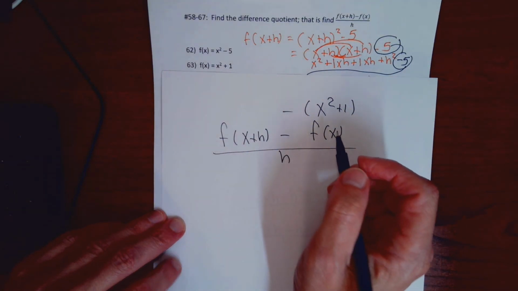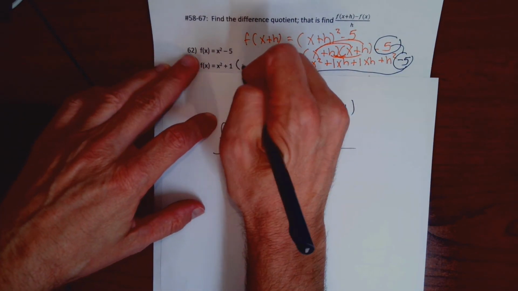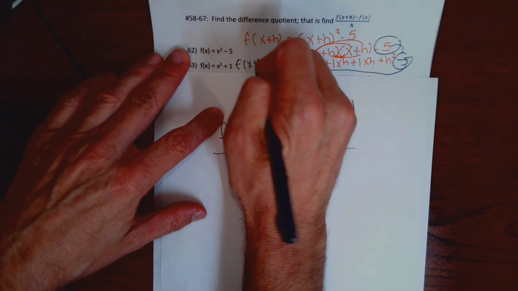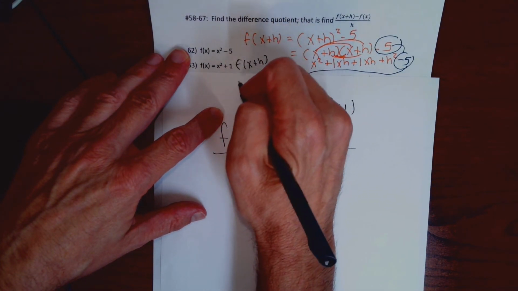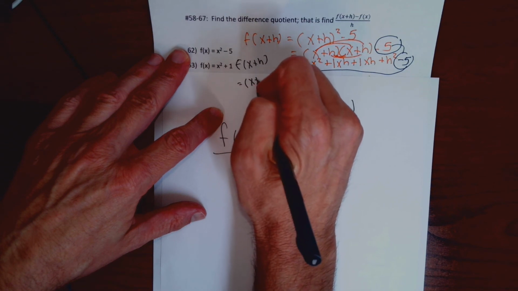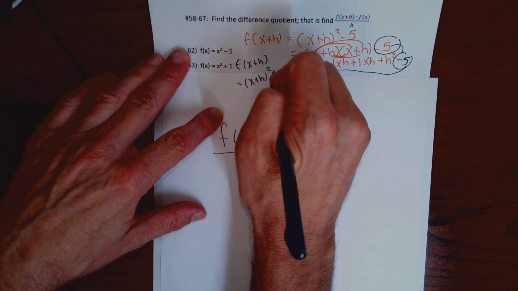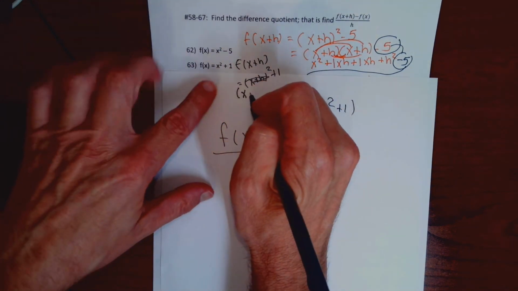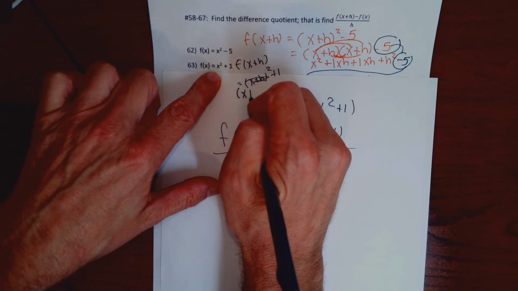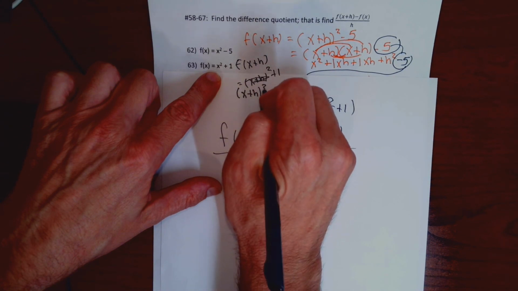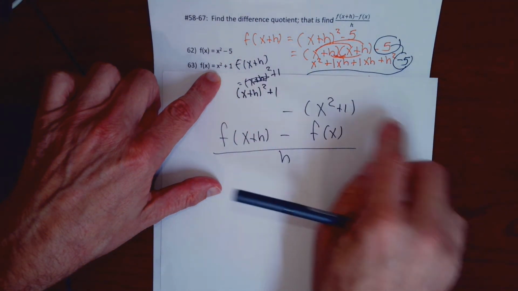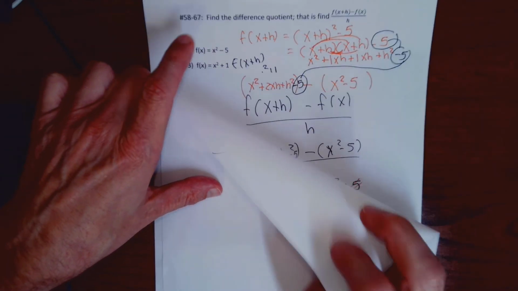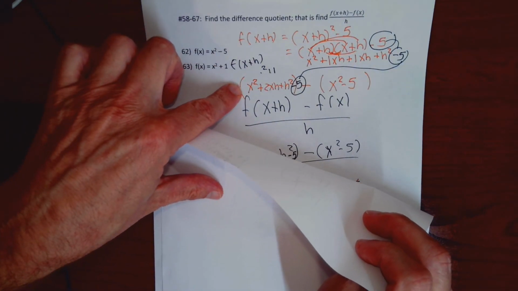For f of x plus h, it's going to be f of x plus h equals x plus h squared plus 1. How horrible is that? F of x plus h, I change that x to an x plus h and get x plus h squared plus 1. Well, x plus h squared simplifies to be x squared plus 2xh plus h squared.